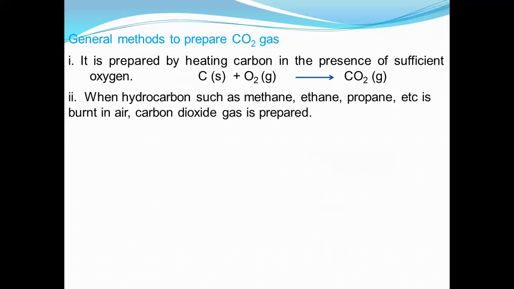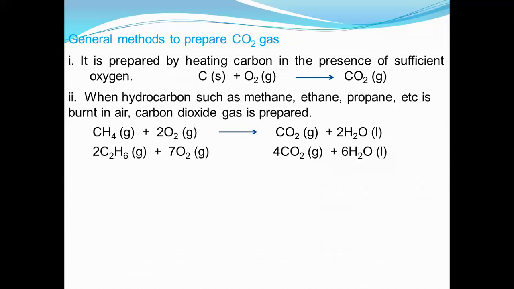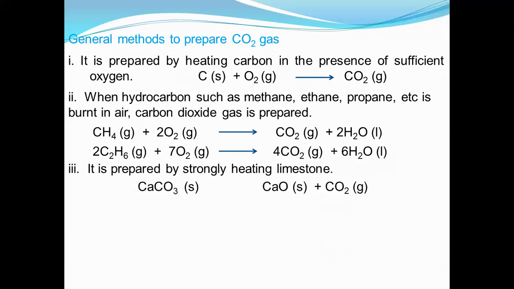Another one: when hydrocarbons such as methane, ethane, propane, etc. are burnt in air, carbon dioxide gas is prepared. We have already discussed this reaction in the chapter on chemical reactions, so I'm not going to explain it in detail now. It is also prepared by strongly heating limestone, calcium carbonate. Simply by heating calcium carbonate, you will get calcium oxide, which we call quicklime, and carbon dioxide.